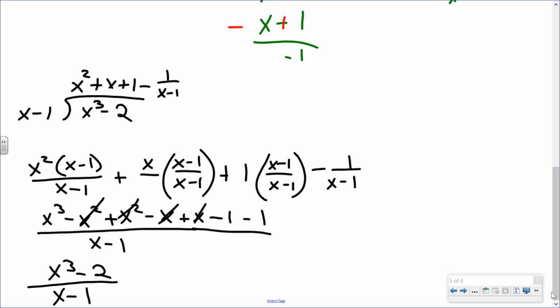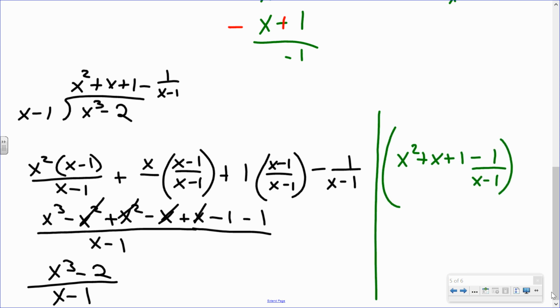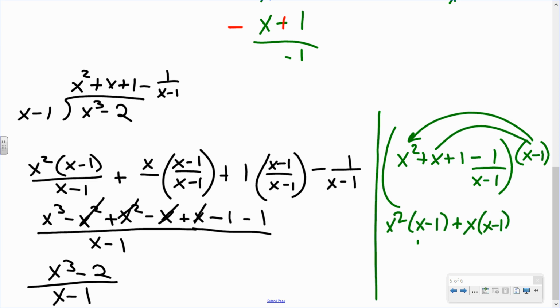Second way that you can check: when you were learning division with just numbers, you learned that your quotient times your divisor should give you your dividend. And so we could do the same thing. We can take the x squared plus x plus 1 minus 1 over x minus 1, there's our quotient, times our divisor. So that's going to give us x squared times x minus 1 plus x times x minus 1 plus 1 times x minus 1.